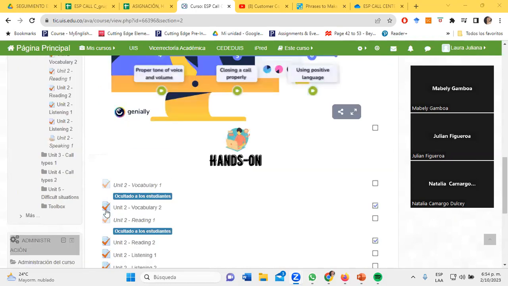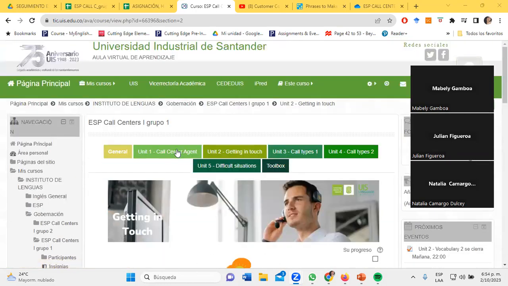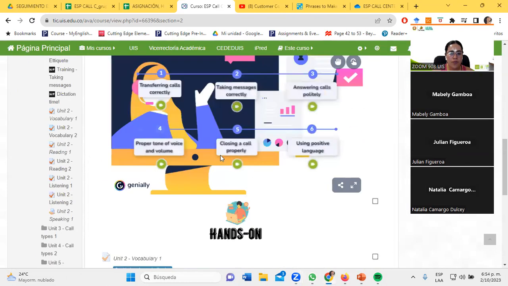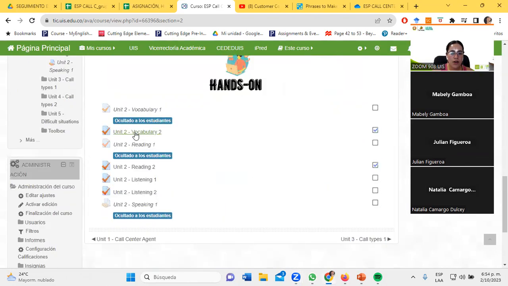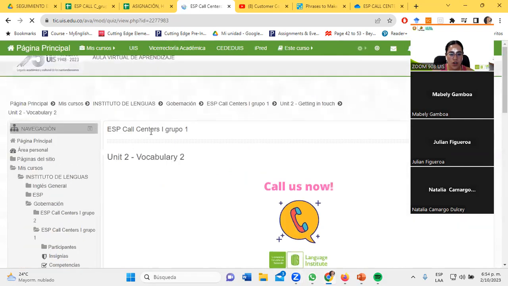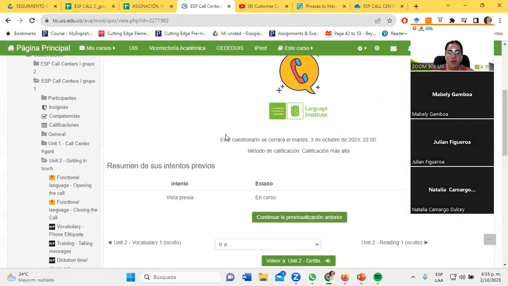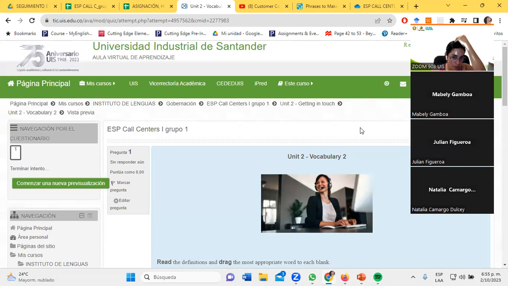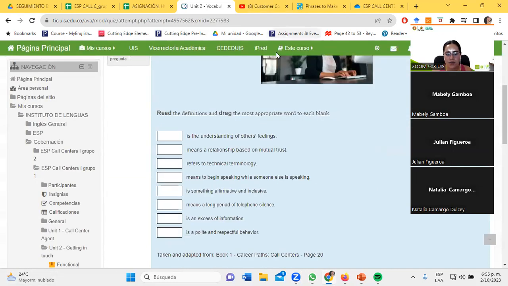The activity is Unit 2, Vocabulary 2. So remember, Unit 2, Getting in Touch. Unit 2, Vocabulary 2. All right? So click on the activity. This will close tomorrow at 10 p.m. The activity closes tomorrow, October 3rd, at 10 at night. All right? So you can have 10 minutes, 15 minutes maximum to complete it right now. After you do this, we will have our role play in the next hour of the class.